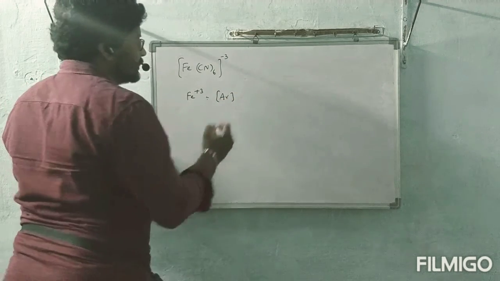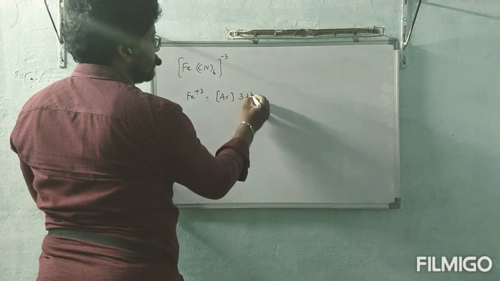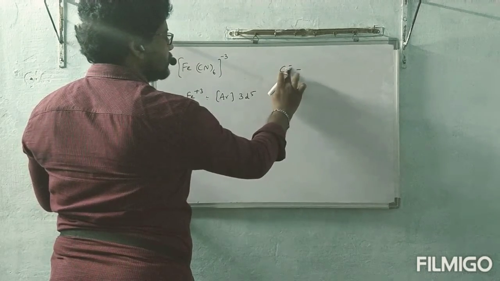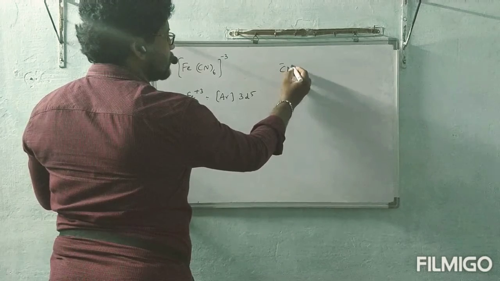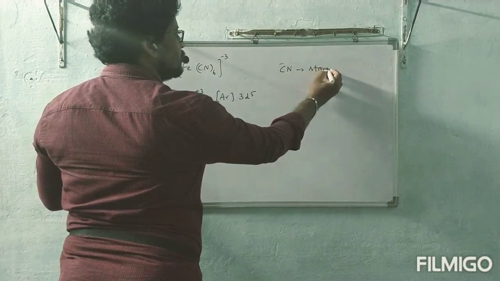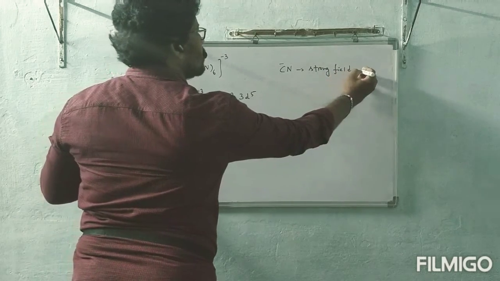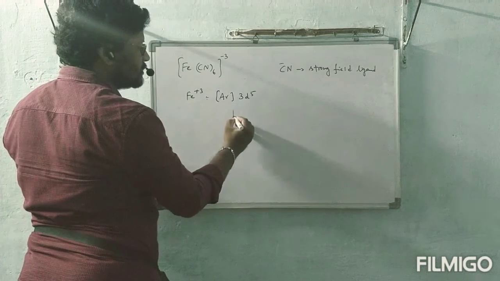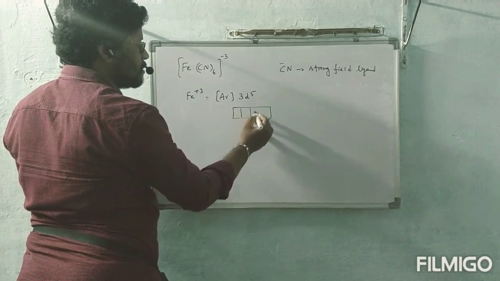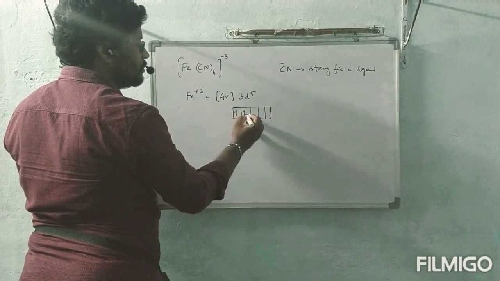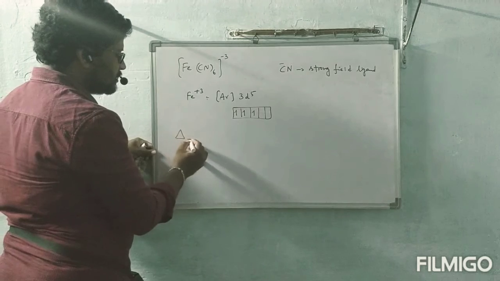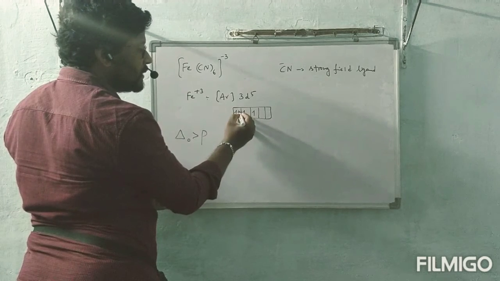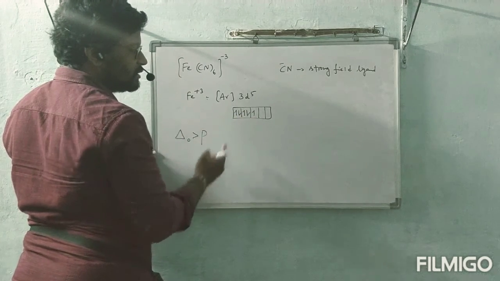Fe plus 3 configuration is argon 3d5. In this, cyanide is a strong field ligand. Then 3d5 can be written as 1, 2, 3. Strong field ligand means delta naught is greater than P. Then the fourth electron cannot enter into the fourth orbital. It will be paired with the first orbital, and the second orbital, fifth electron here.